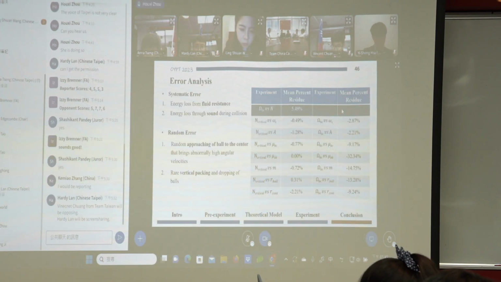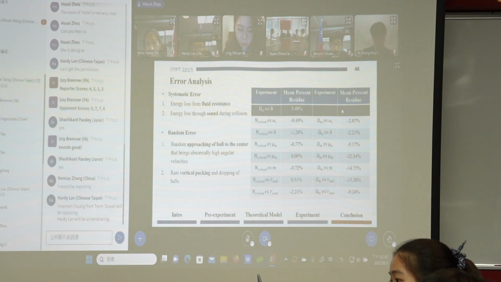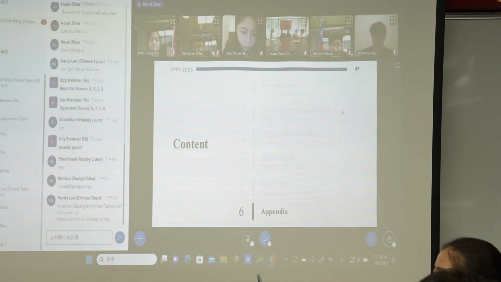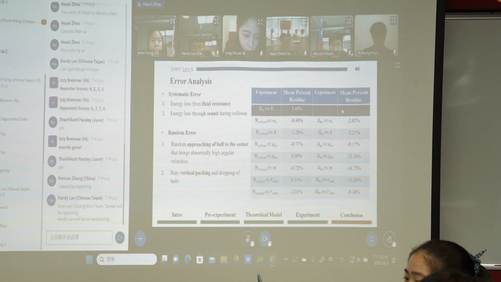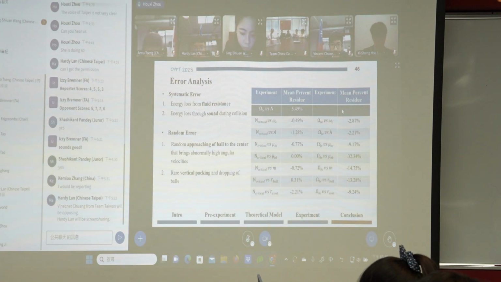Here is an error analysis. Systematic errors arise due to factors like energy loss from fluid resistance and energy loss through sound during collisions. On the other hand, random errors are caused by unpredictable occurrences, such as the random approaching of ball centers resulting in abnormally high angular velocities, or the packing of balls. Thank you.